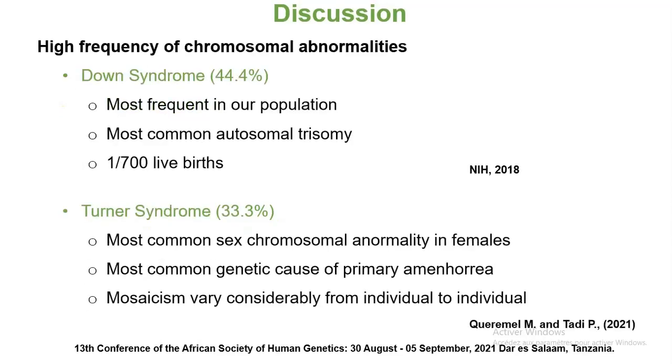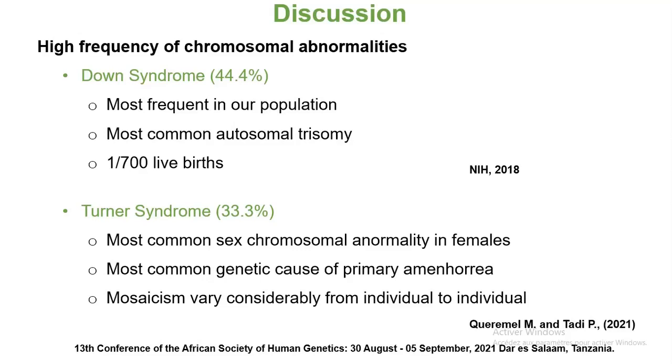Our results also show a high frequency of chromosomal abnormalities. The most frequent in our population is Down syndrome, with 44.4%. Of course, this is the most common autosomal trisomy, and it affects 1 in 700 live births. The second most frequent was Turner syndrome, with 23.3%. This is the most common sex chromosomal abnormality in females, and the most common genetic cause of primary amenorrhea.